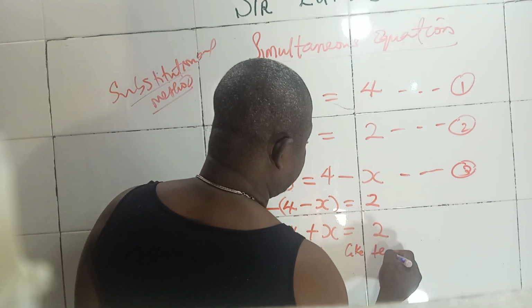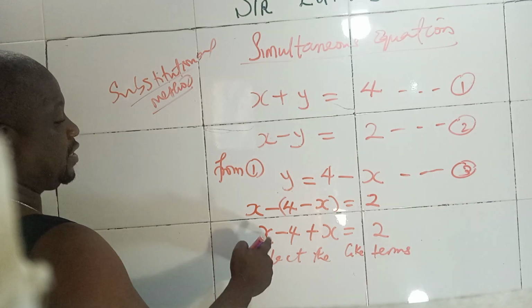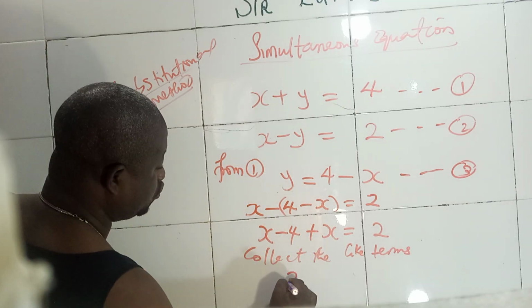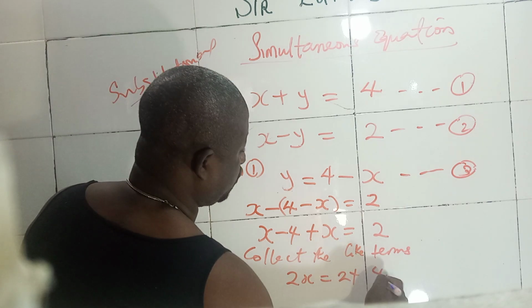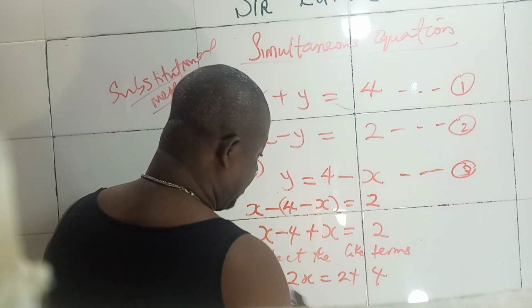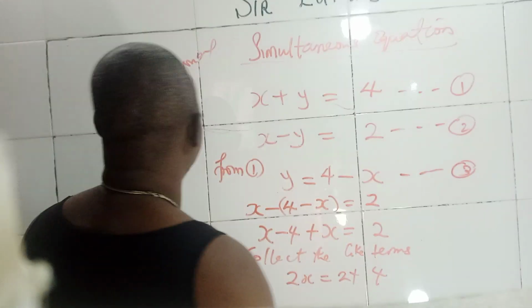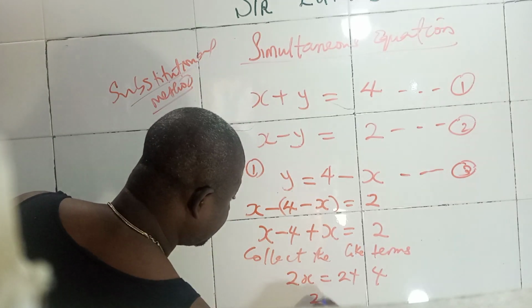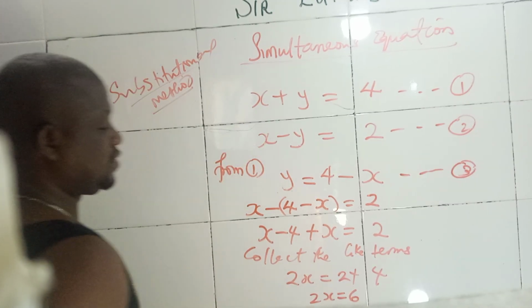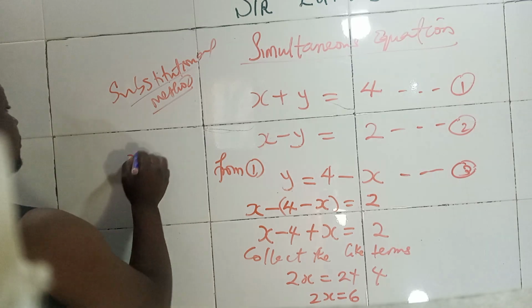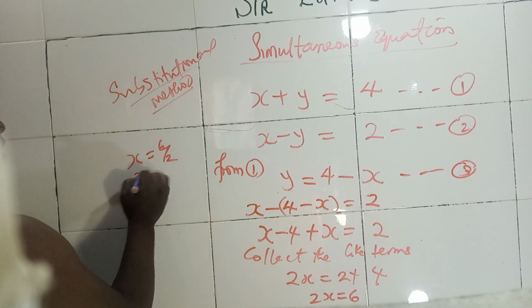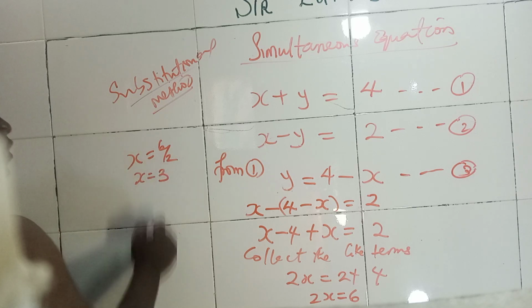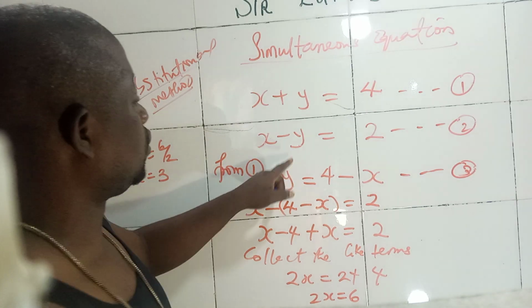If you collect the like terms, you have it that x plus x is 2x is equal to 2 plus 4. If you are not clear on the way I'm moving all these things, go and watch my other videos. So you have 2x is equal to 6. So x is equal to 6 over 2. x is equal to 3.